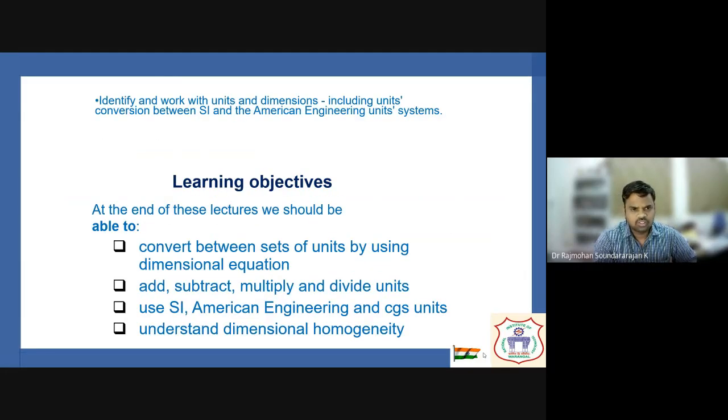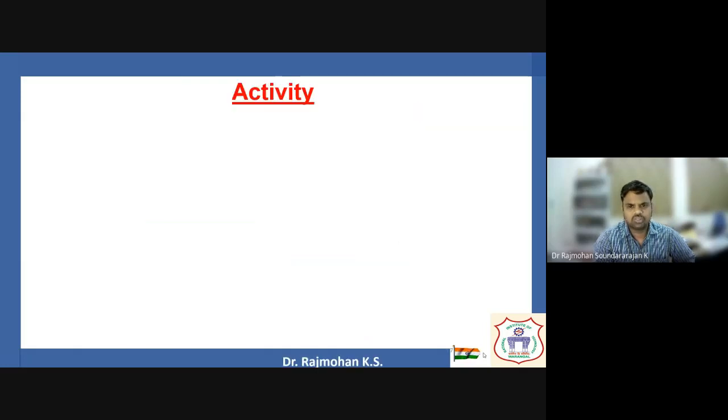Okay, so then we will see the composition of streams, and other expressions for concentrations will be discussed in this module number 1. So the learning objectives of this lecture are: we want to convert from one system of units to another system of units using dimensional equations. We should be able to add, subtract, multiply or divide the units, and use SI or American Engineering or CGS unit systems. We should understand what dimensional homogeneity is.